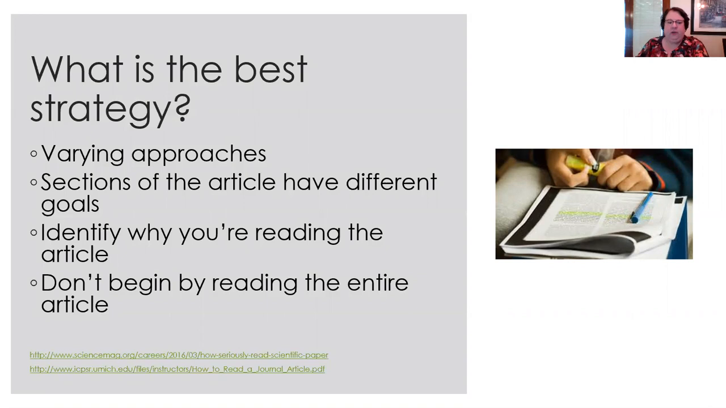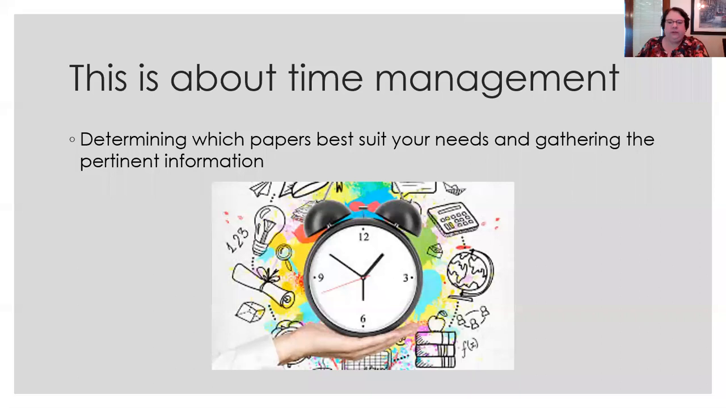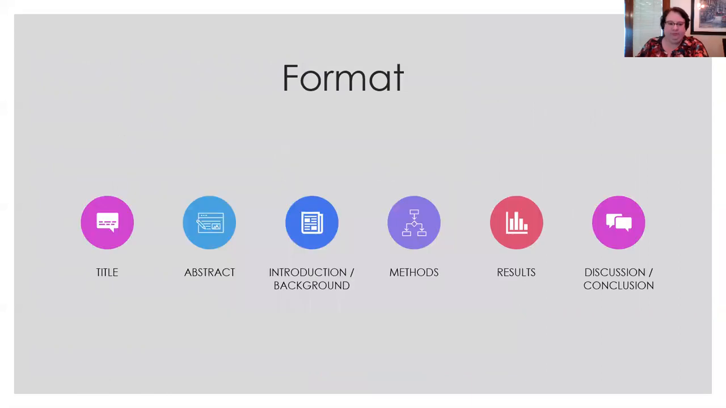Each section of the article has different goals and has different information that is presented in it. And you may be able to just focus on a few sections to support your goals for looking at the article. You then therefore need to identify why you're reading the article, what you need to come out of it, what you want to come out of it. In general, it's probably not a good strategy to read the entire article. Ultimately, it's about time management. You want to determine which papers best suit your needs and gather the pertinent information from those papers.